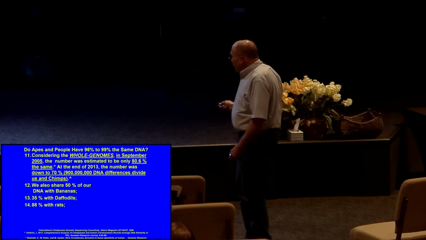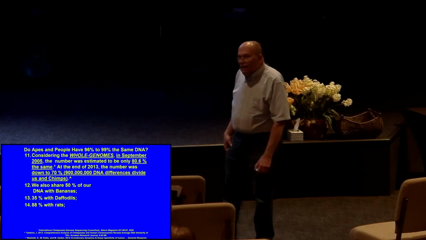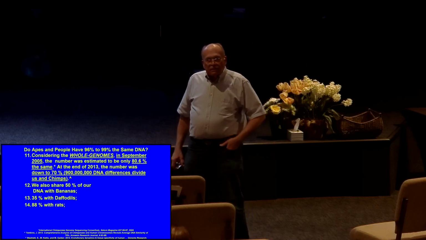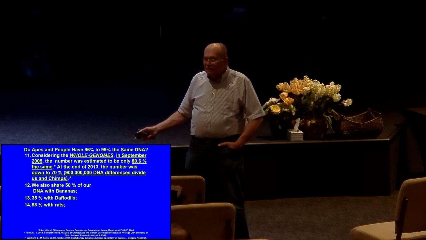Well, again, using this absurd method of proof, I want you to also know that you are 88% the same as a rat. What? You are genetically 88% the same as a rat. But you're only 70% the same as an ape. Oh, come on, folks. At least a rat's a mammal. Hello?